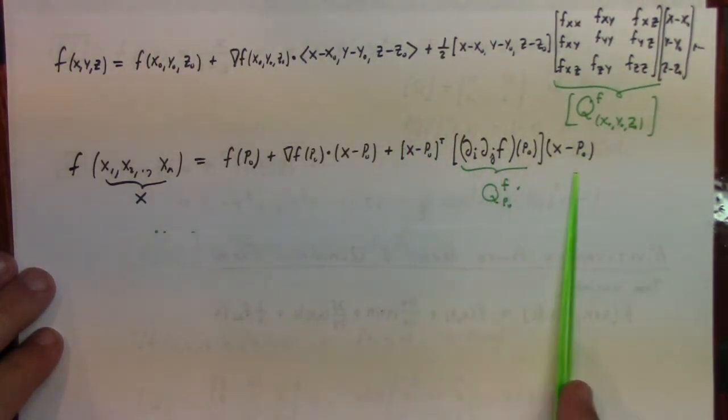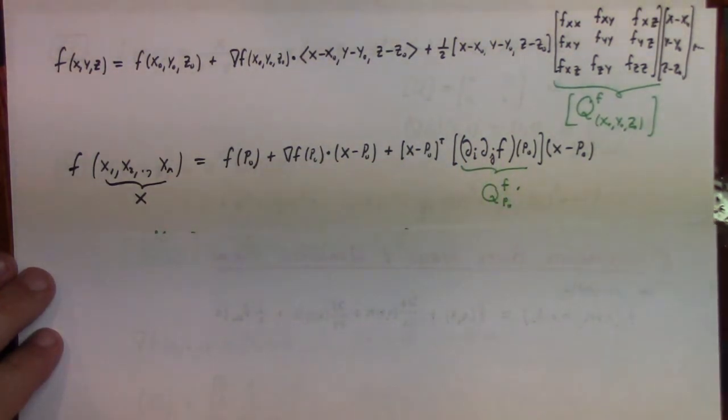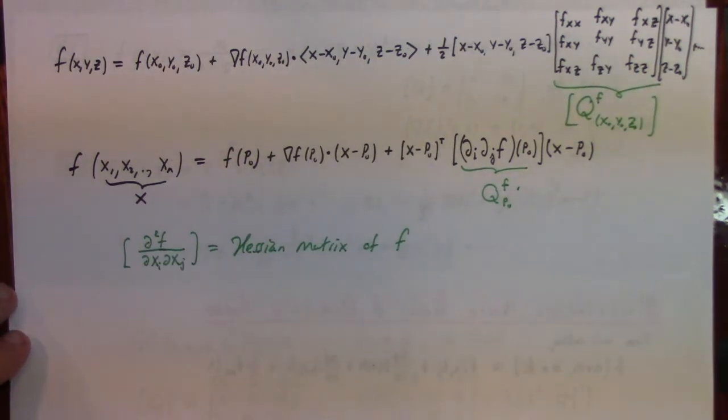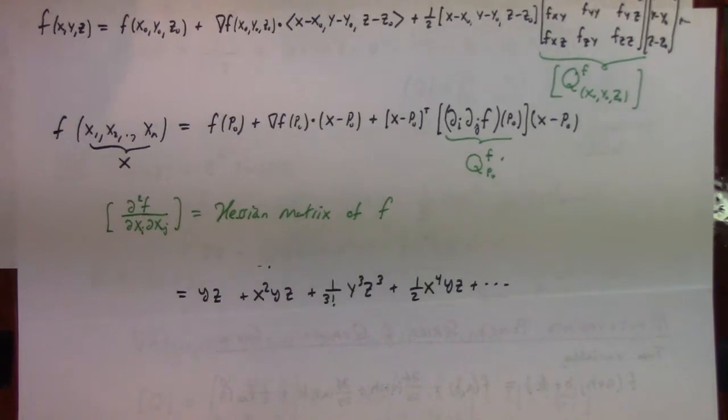Again, this gives a quadratic form, all right? And by construction, that's symmetric, which means we can apply that eigenvalue stuff to it, right? So this is the Hessian matrix of F. Let me show you an example or two.